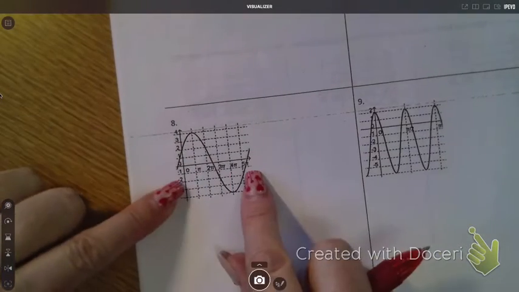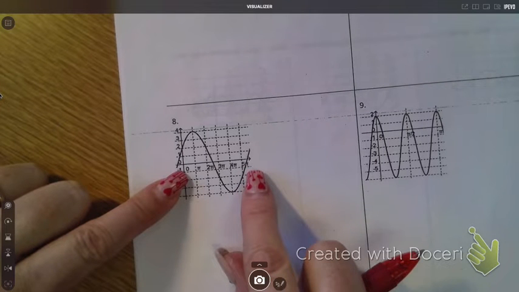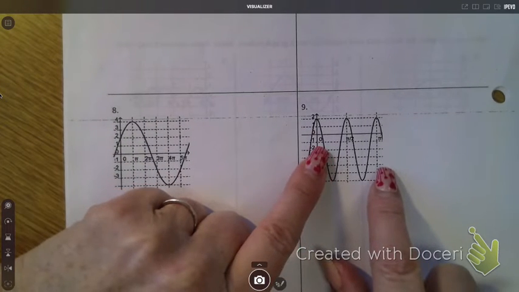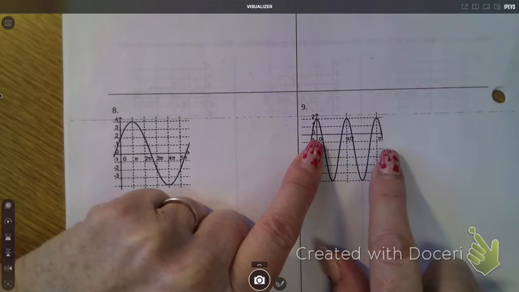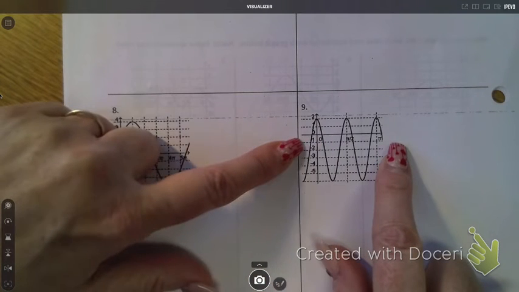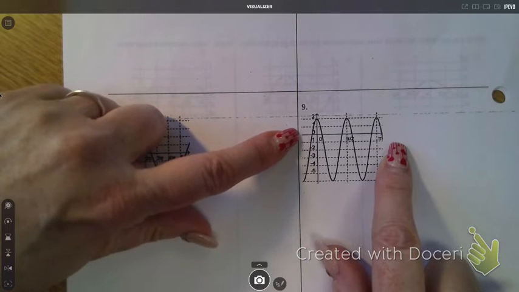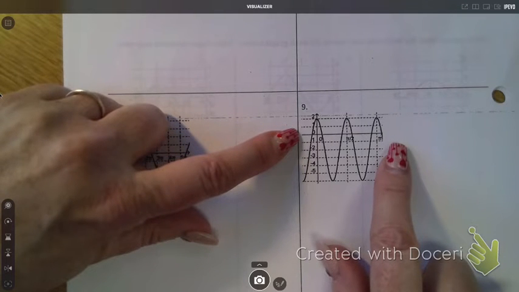Look at 8. 8 is 0 to 5 pi. 7 is 4 pi. 9 is 0 to what? 9 is pi. 0 to pi. Now, can I come back over here? Why can't I use this? There are no labeled x's, so I can't use it.